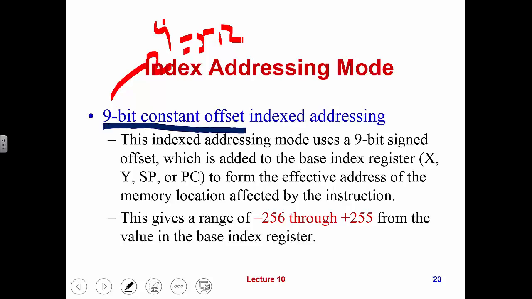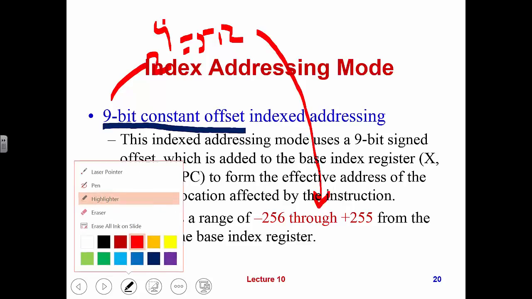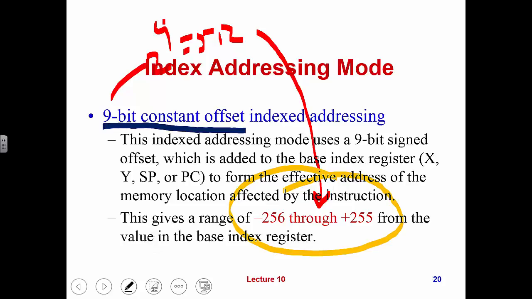But we are allowed to have both positive and negative, with 0 included. So this gives us a range from negative 256 to positive 255, with 0 included. In total we have 512 values. This value is what we add into X or Y, so we can get a new address.